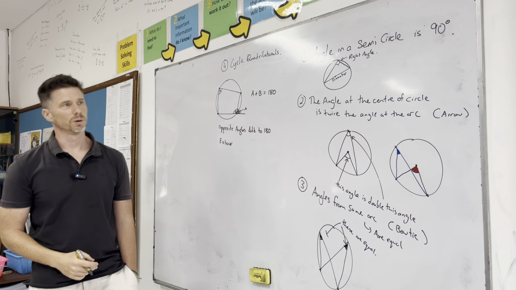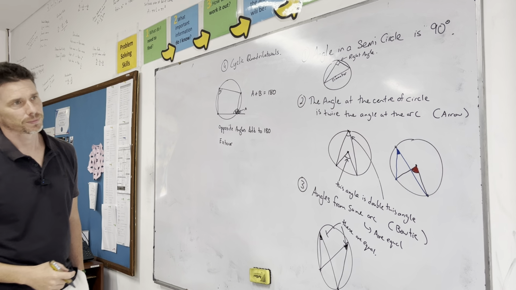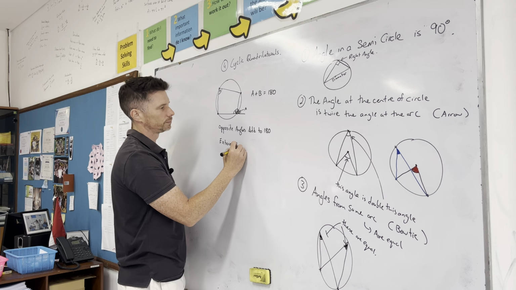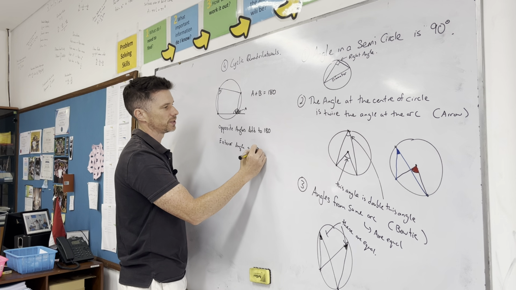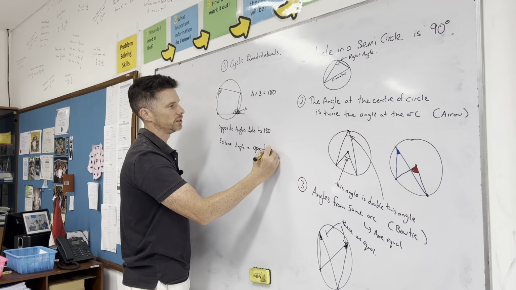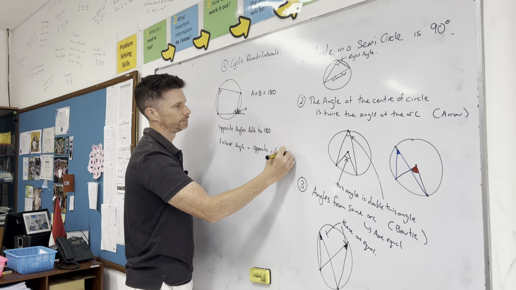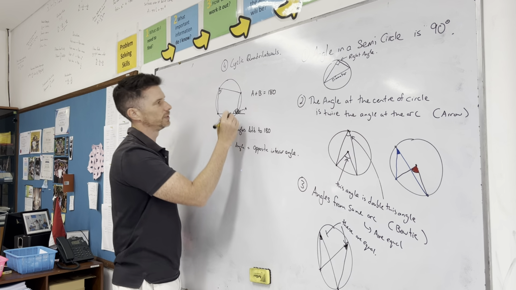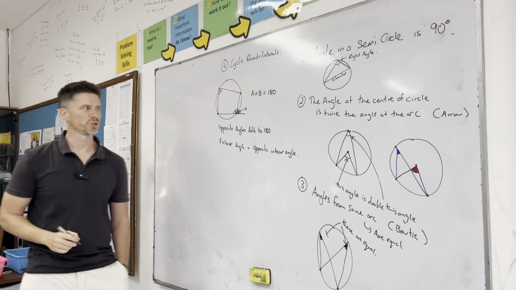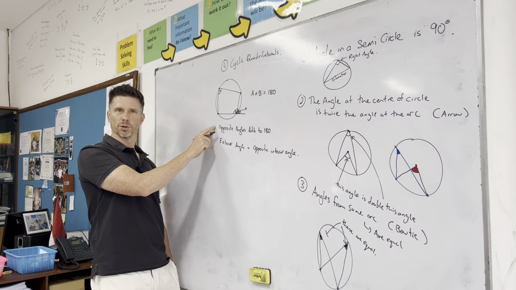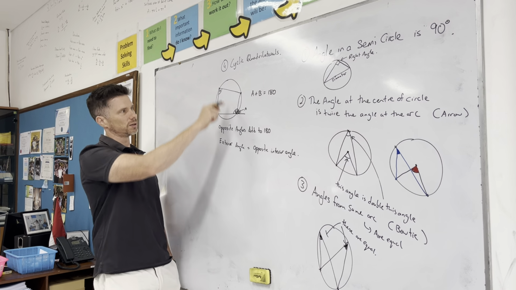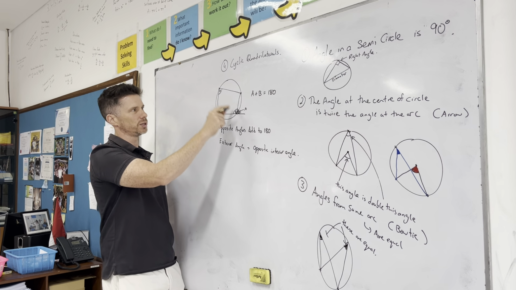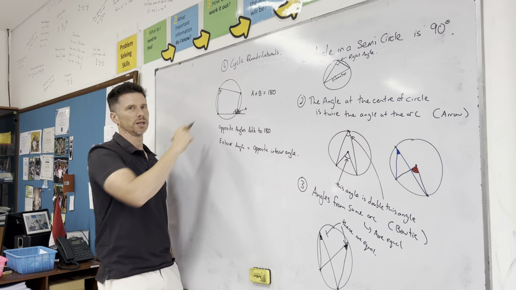So the exterior angle is equal to the opposite interior. This one and this one are the same. So there's 2. The main one here is this one, which comes up more. The opposite angles add to 180. These 2 add to 180, and these 2 add to 180 degrees.